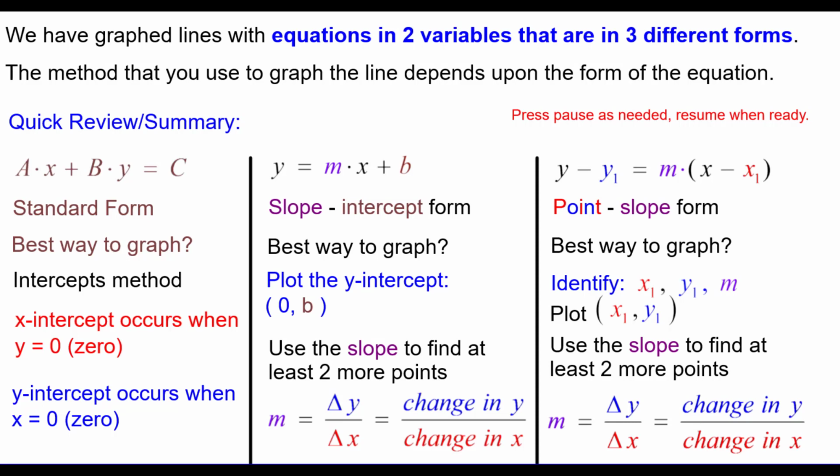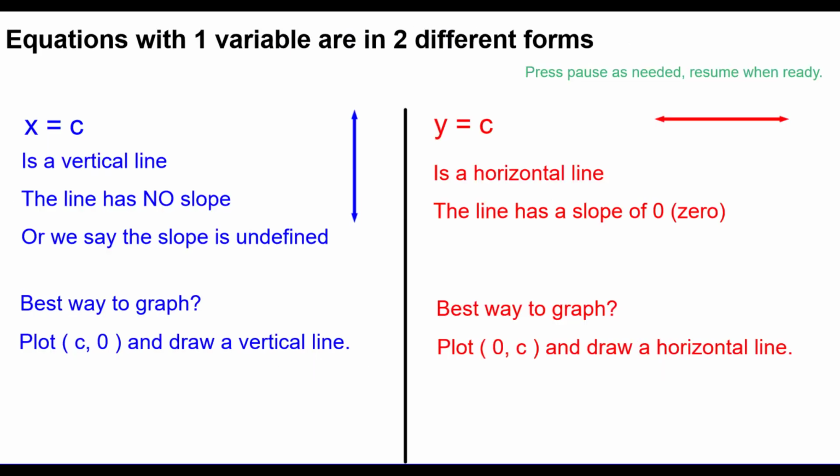We have graph lines with equations in 2 variables that are in 3 different forms. Press pause as needed to review them now. Resume when you're ready. Equations with 1 variable are in 2 different forms. Press pause to review those as needed. Resume when you're ready.